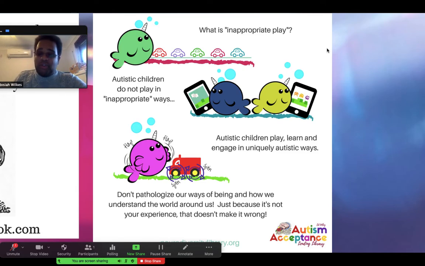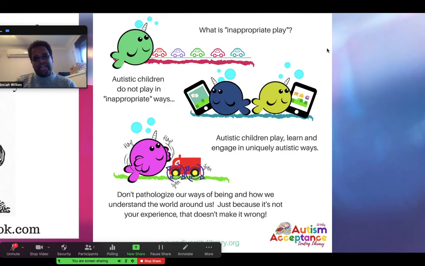So we need to make sure that we don't pathologise our ways of being and how we understand the world around us. Just because it's not your experience doesn't mean that it's wrong. Sometimes children with disabilities just do things in a different way, and that's okay. There's nothing wrong with that. Sometimes students with disabilities will do things in a way that might seem bizarre to you, but if it works for them, let them have a go.